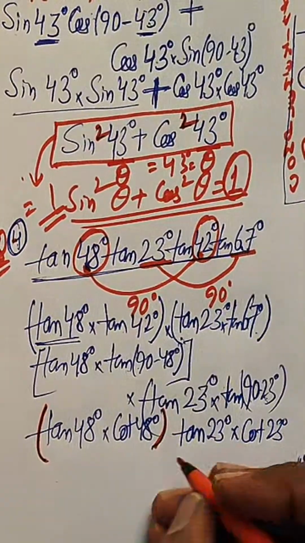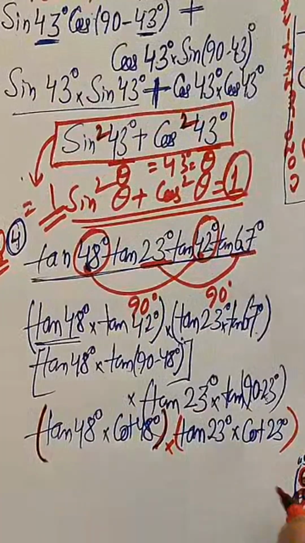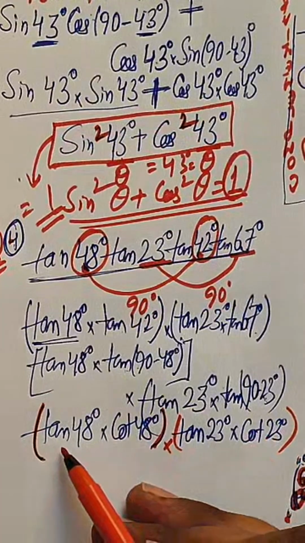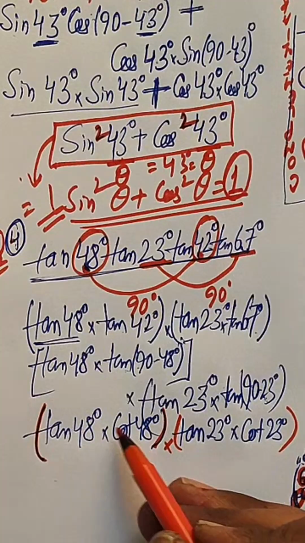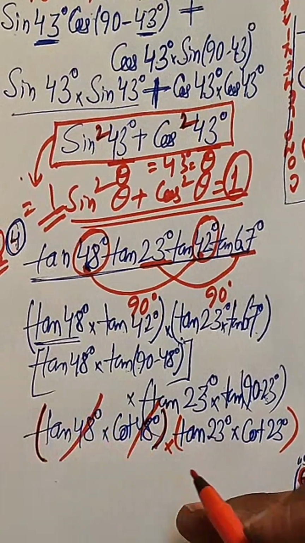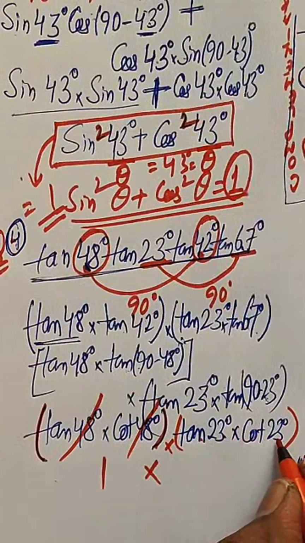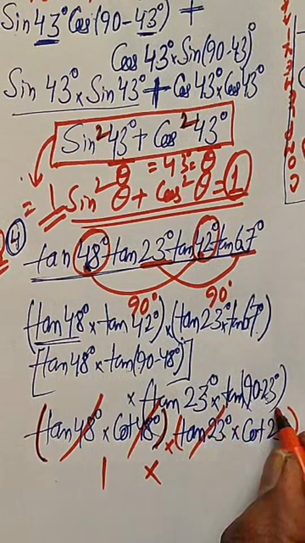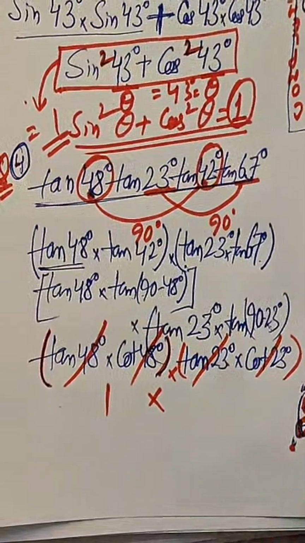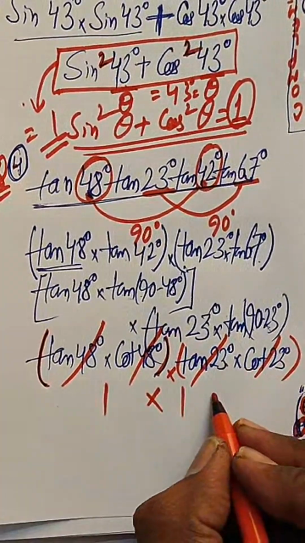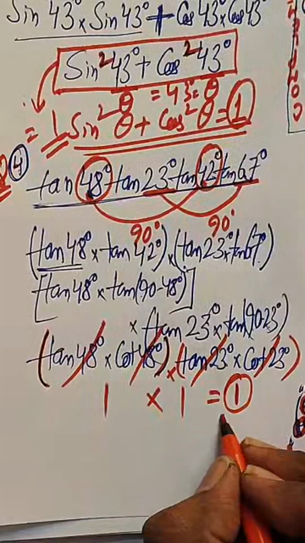Just keep it in another bracket. And now we can see tan 48 and cot 48 will be cancelled out, and this will give you 1, multiplied with tan 23 and cot 23. This will also be cancelled out. So this will give you 1 into 1, which means the answer is 1.